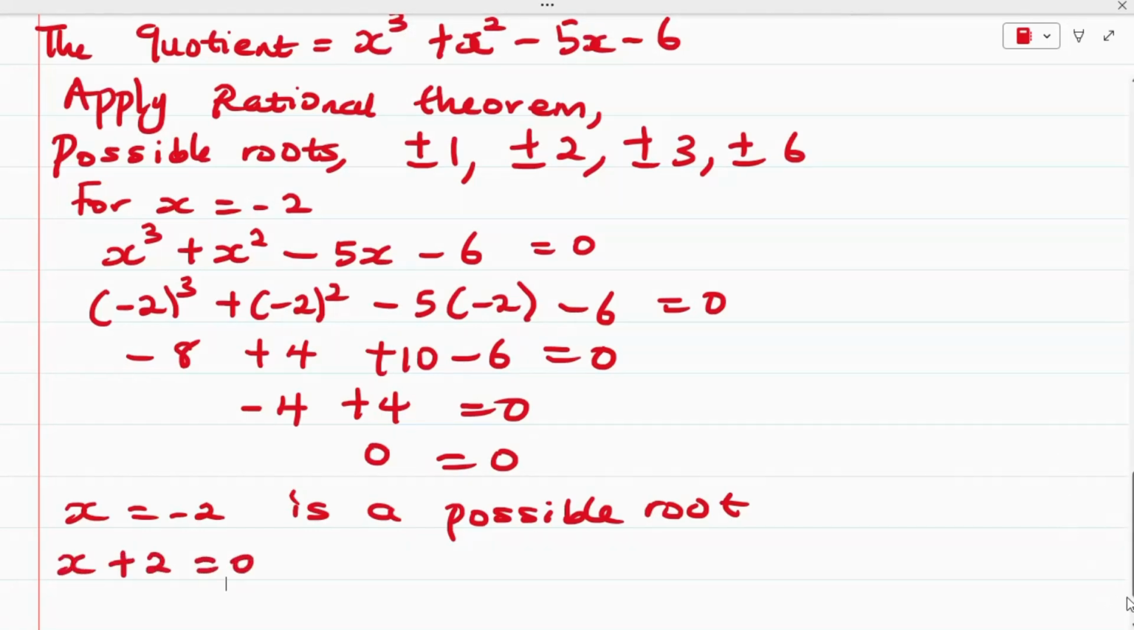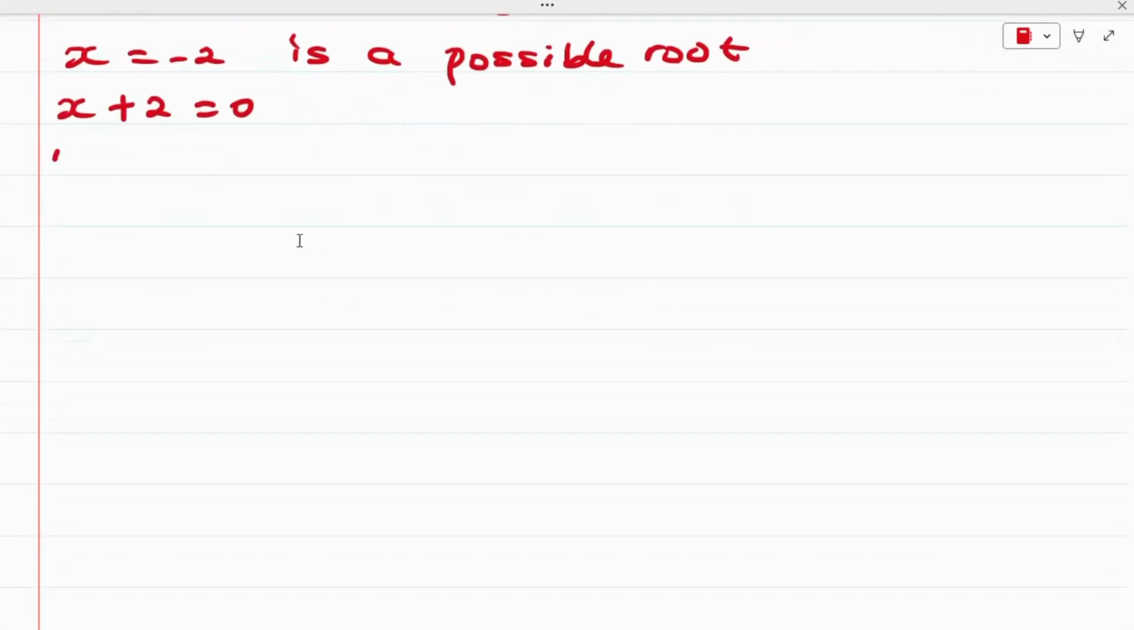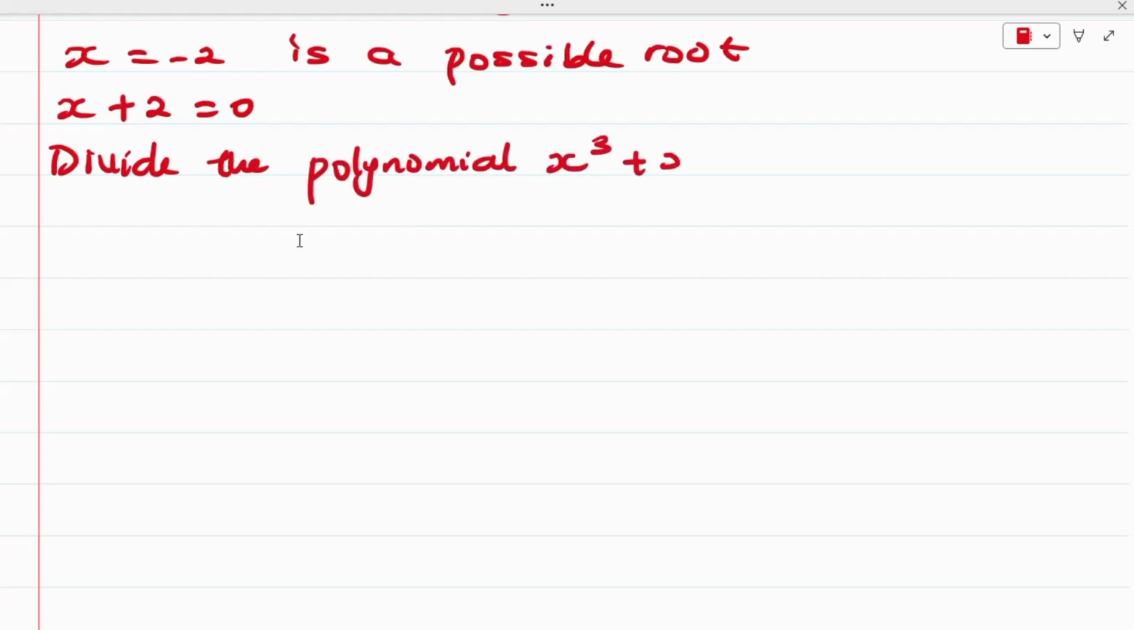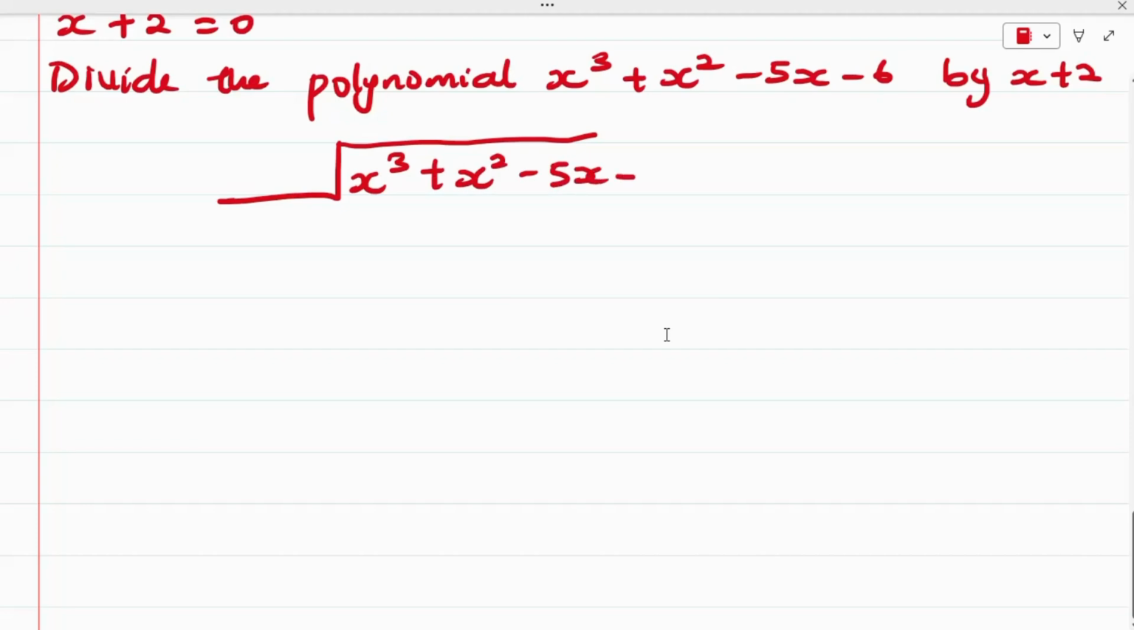So right here, following the same process and method we did earlier, the next thing we want to do is to divide the polynomial, and the polynomial is given as x cubed plus x squared minus 5x minus 6. We want to divide this by x plus 2. So applying the long division method, this is going to give us x cubed plus x squared minus 5x minus 6 divided by x plus 2.